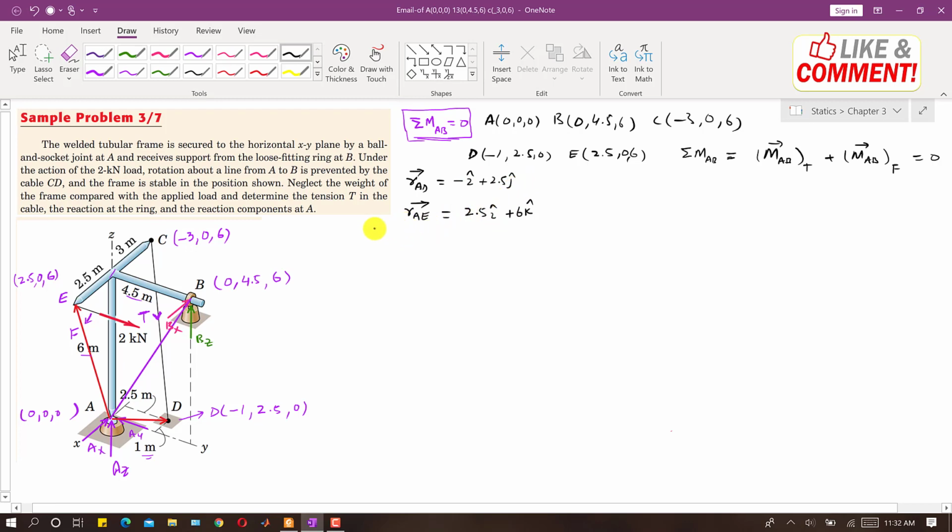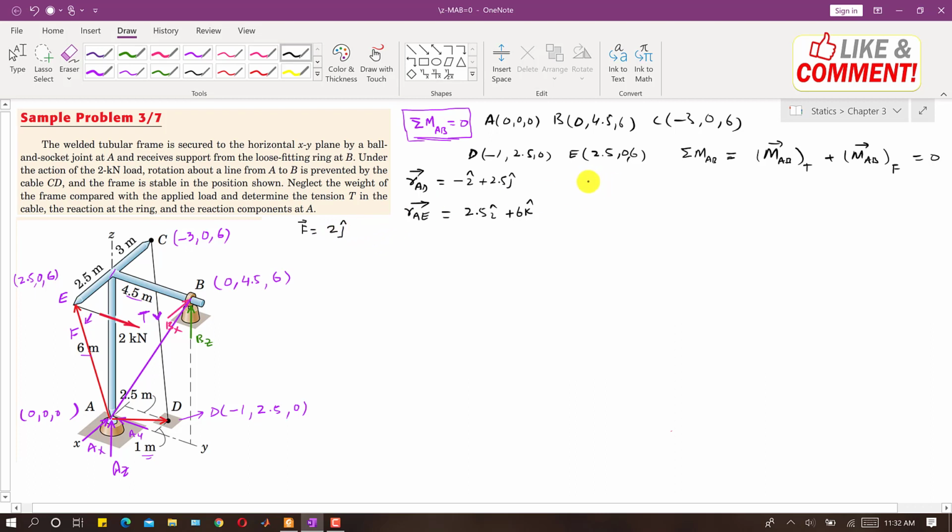And then we have to write the force vector as well. So the force vector, this 2 kilonewton force is acting along Y. So we will write 2, and this is acting along positive J. So this is the vector of that force, plus 2J.